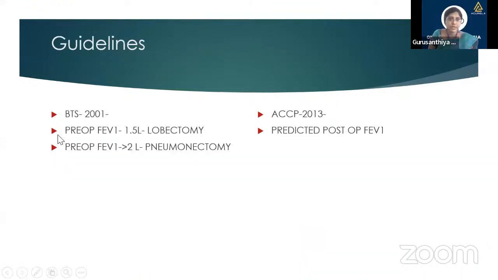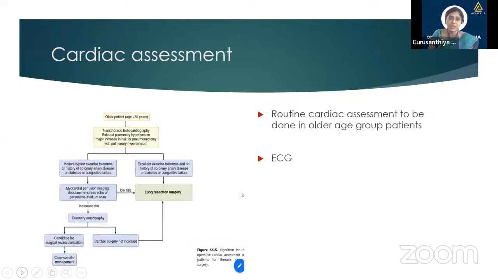The British Thoracic Society has used only the predicted preoperative FEV1. If it is 1.5 liters, then the patient can be fit for lobectomy. And if the preoperative FEV1 is more than 2 liters, then the patient is fit for pneumonectomy, is what the BTS gave us in 2011. But the American College of Physicians said you look at the predicted postoperative FEV1 and then decide the outcomes. Routine cardiac evaluation is needed for all the patients to rule out pulmonary hypertension as well.